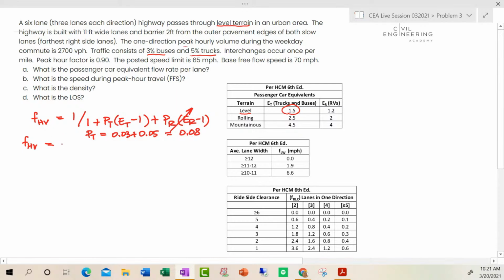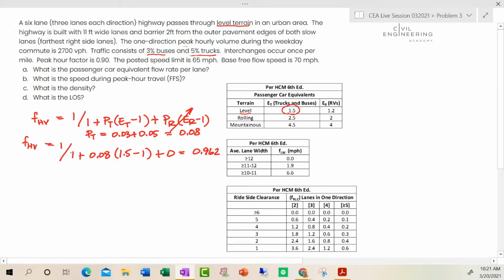Okay. So our heavy vehicle factor is going to be 1 divided by 1 plus 0.08 times 1.5, which we got from the chart, our E sub T factor, our equivalent traffic factor, minus 1. And again, I could put this plus 0, but we determined there weren't any RVs, so that goes away. And we should come out with a 0.962 for our heavy vehicle factor.